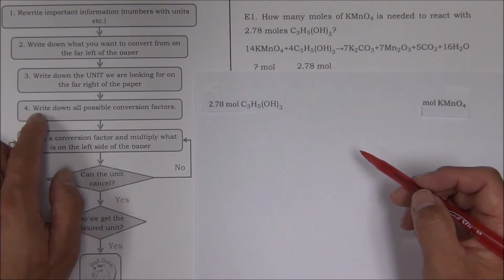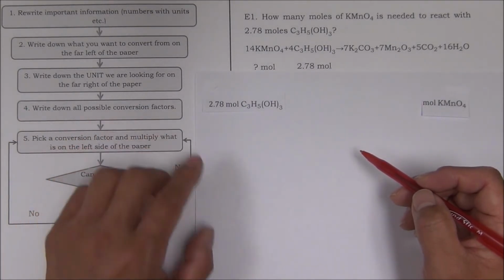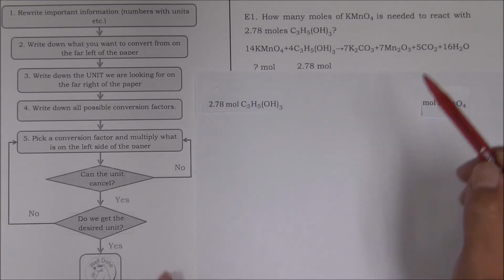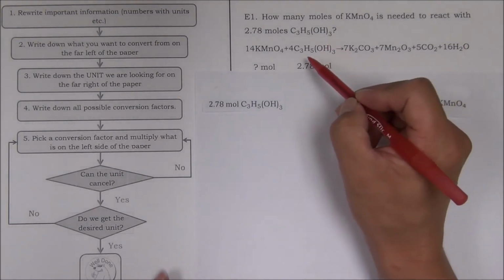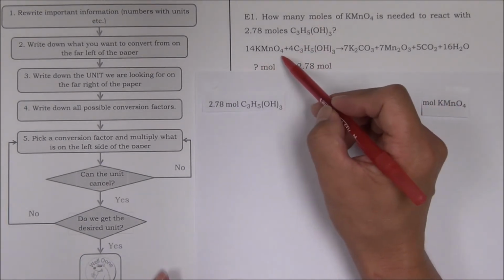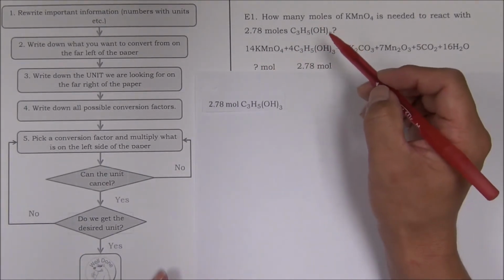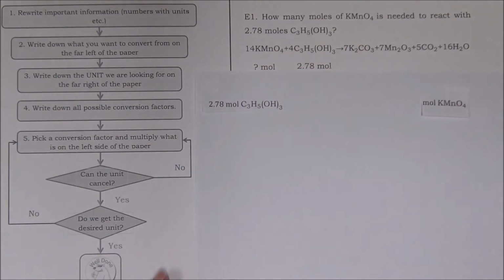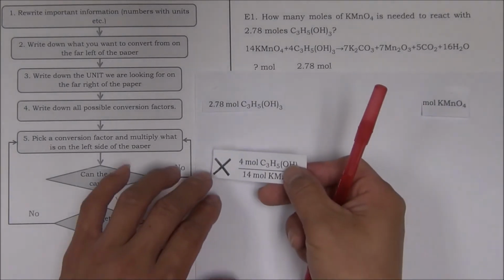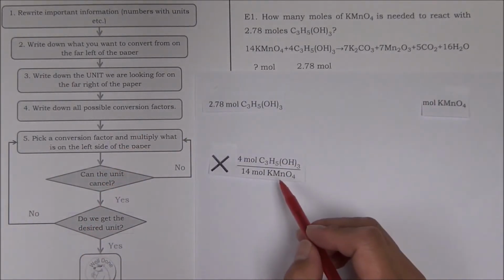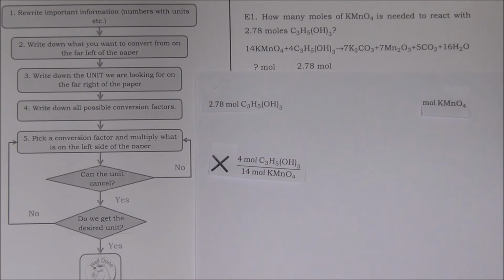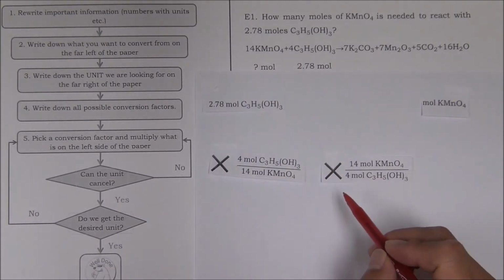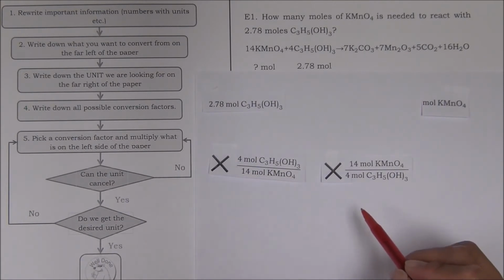Step 4. Put down all possible conversion factors. All stoichiometry calculations need conversion factors from the balanced chemical equation, since we want to convert from glycerol into potassium permanganate. So we need conversion factors which include both. This is one conversion factor from the balanced chemical equation. This is another conversion factor from the balanced chemical equation.